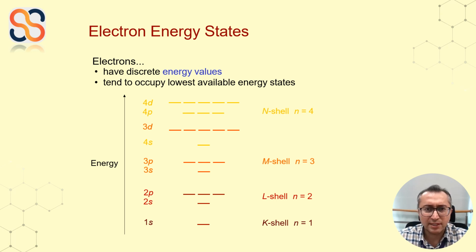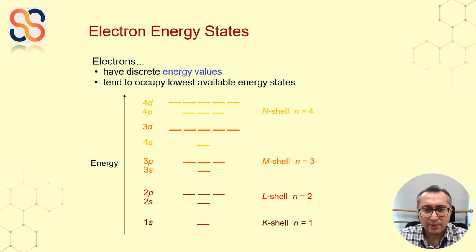Let's break this down using the most common example, hydrogen. The electron in a hydrogen atom sits in the 1s orbital because that's the lowest energy state available. This is in the K shell where the principal quantum number n is 1. Now, if we look at something like oxygen, which has 8 electrons, they would fill the 1s orbital first, then the 2s orbital, and then the 2p orbitals, which belong to the L shell where n equals 2.